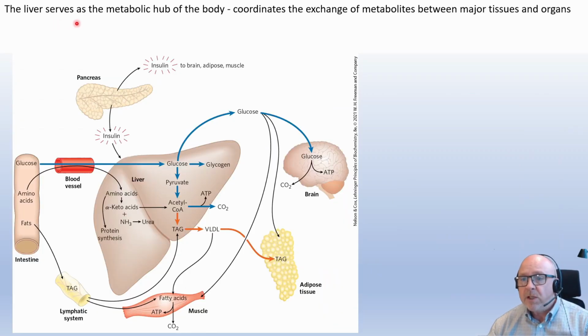The liver serves as an altruistic metabolic hub for the body. So it coordinates the exchange of metabolites between major tissues and organs.